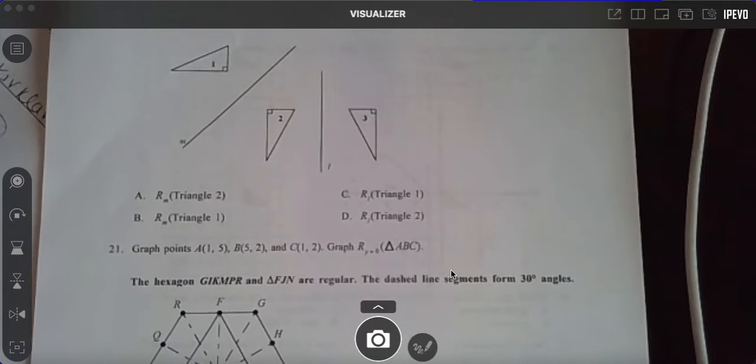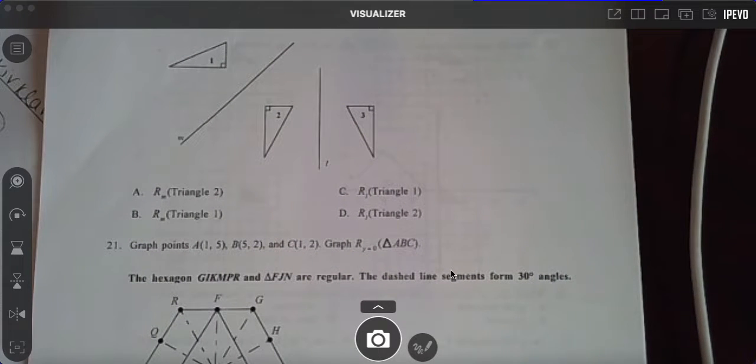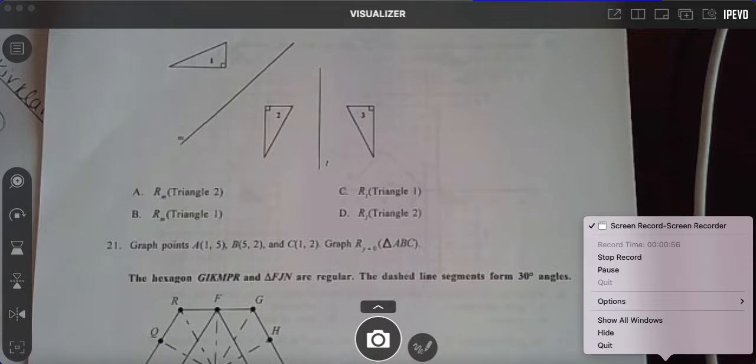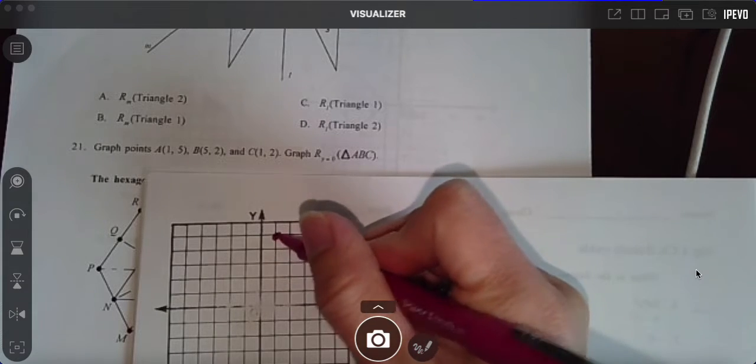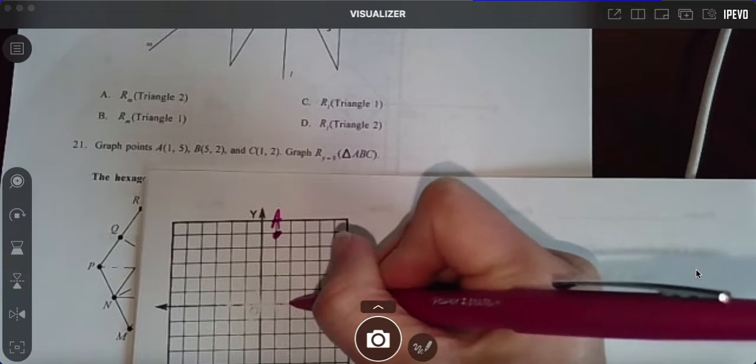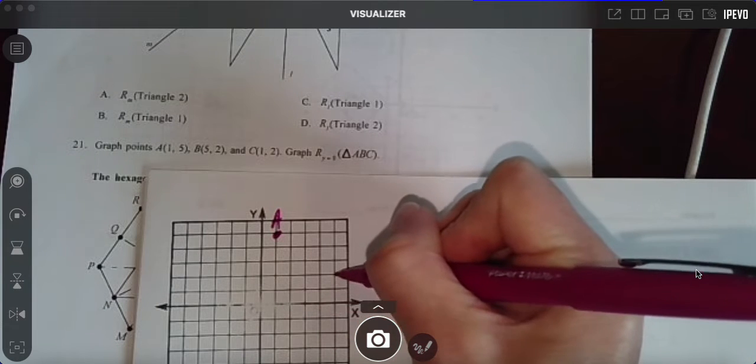Okay, then on number 21, they need us to graph it. Let me get my graph paper, or graph stamp. Okay, I'm going to graph these points. That's half my credit for this problem. So it says over 1, up 1, 2, 3, 4, 5. That's point A. Over 5, up 2.